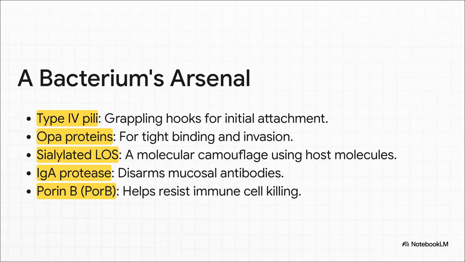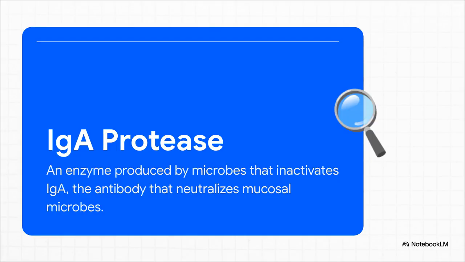It's an entire arsenal. Let's zero in on that IgA protease for a second. Immunoglobulin A, or IgA, is the main antibody that acts like a security guard on our mucosal surfaces. It's our body's first line of defense. This enzyme the bacteria releases, it's like a pair of wire cutters, snipping the IgA antibody in half and basically disabling the alarm system before it can even go off.